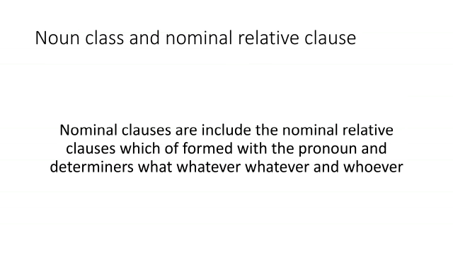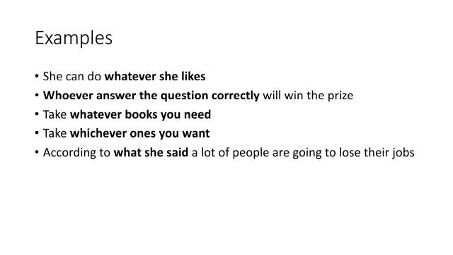Noun clause and nominal relative clause. Nominal clauses include the nominal relative clauses, which are formed with a pronoun and determiners what, whether, whatever or whoever. So when we are writing nominal relative clauses, giving choices of whatever, wherever, whoever, these can be started with the pronoun and the determiner whatever, whenever and whoever. Let's see an example. She can do whatever she likes, so it is joined with whatever.